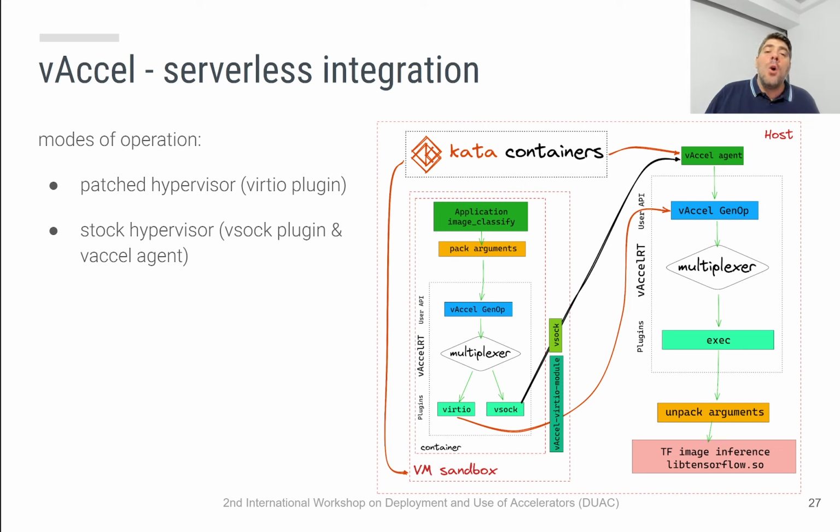And we have two modes of operation. The first one is using the virtio plugin, where we just replace the hypervisor binary offered by the Kata distribution. And the second mode is that we patched the Kata containers runtime with some logic to spawn the VAccel agent alongside the sandbox of the container. So for every sandbox container, we've got a VAccel agent running on the host, intercepting VAccel calls and doing the actual hardware acceleration execution.